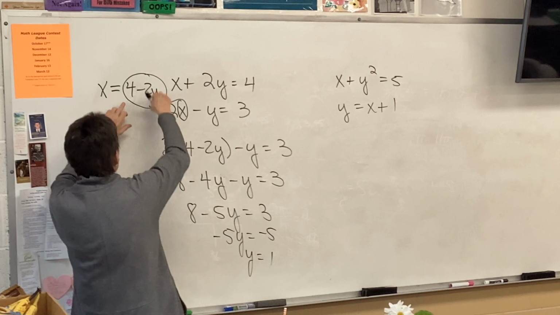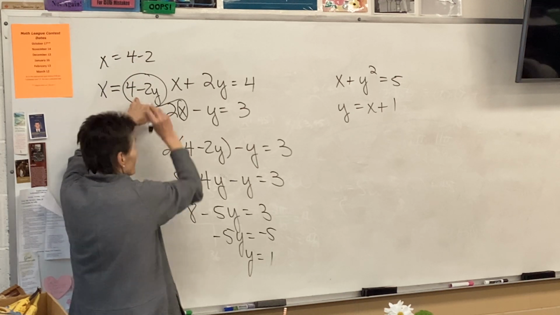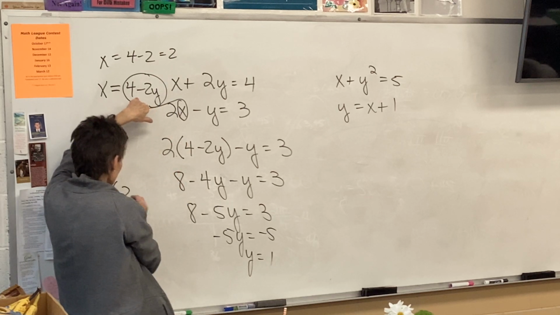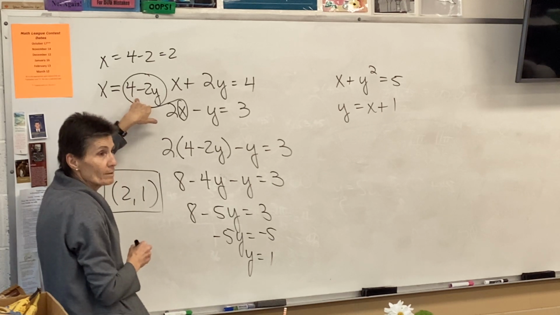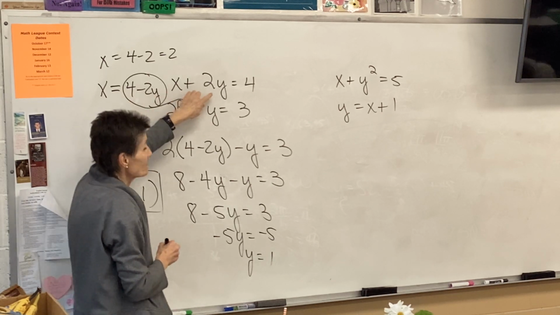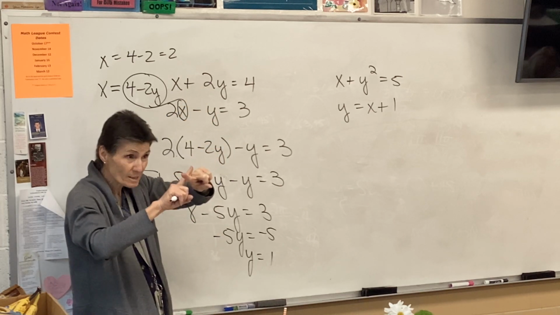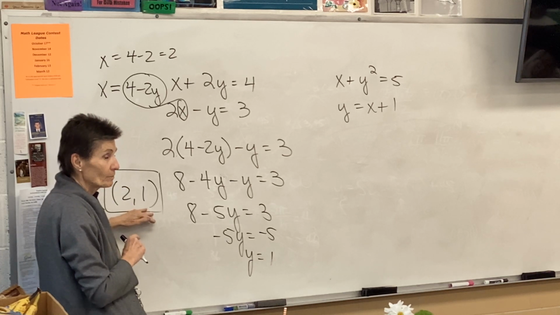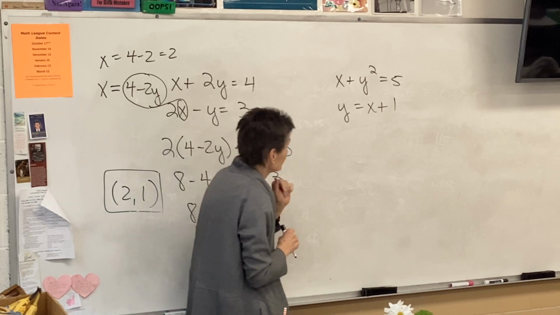If I put 1 in here, x equals 4 minus 2. So x is 2. And the answer to the problem is the ordered pair (2, 1). These are lines. I'm looking where these lines cross. They cross at a point, and that point is (2, 1), right?